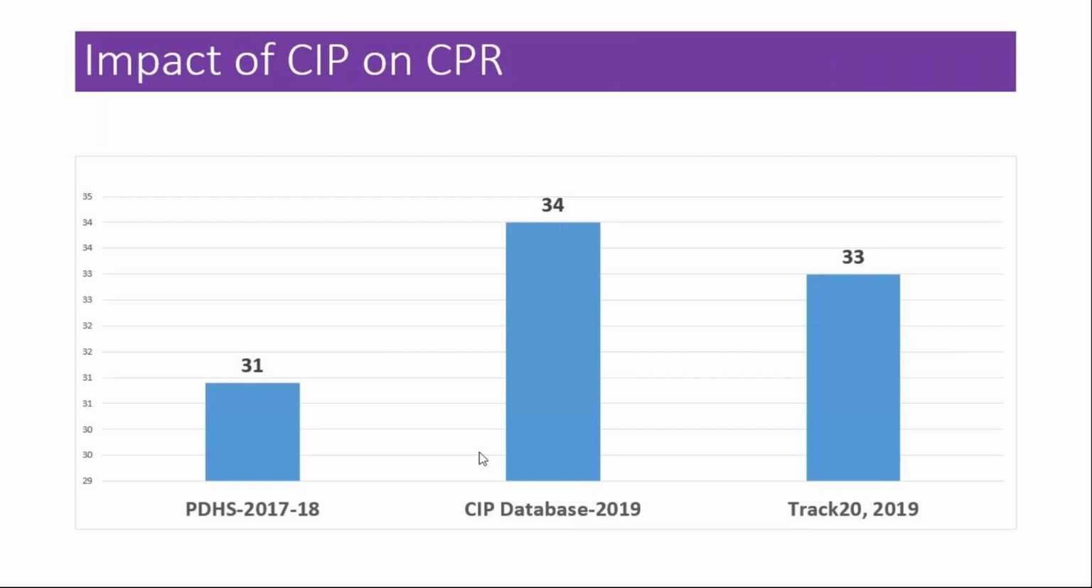But here in this slide, you can see that after the PDHS 17-18, we have estimated that the contraceptive prevalence rate in Sindh province rose to 34%, while through Washington-based Track 20, we came to know that it's 33%. So this is the third-party source that has also validated that there has been an increase in CPR. Next, please.